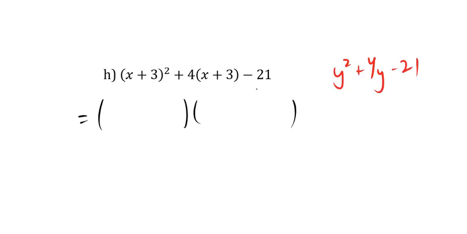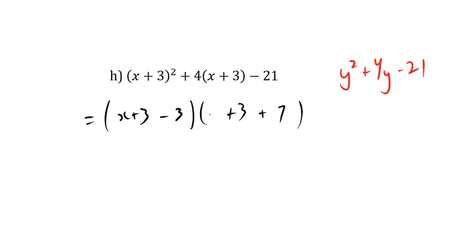Two numbers that multiply to 21 and add to 4, so positive 7 and negative 3. And instead of x minus 7, x minus 3 and x plus 7, it's x plus 3 minus 3 and x plus 3 minus 7. Make sense?